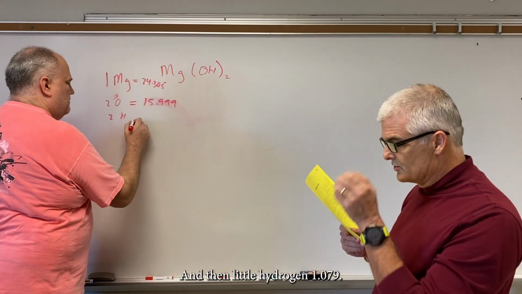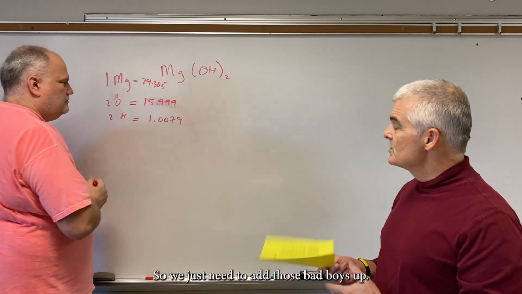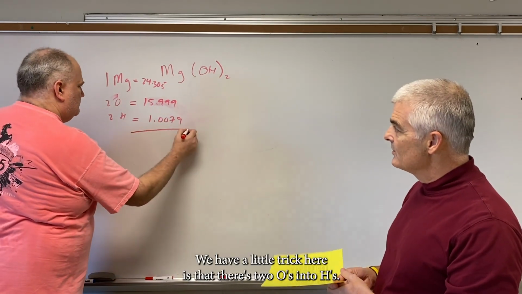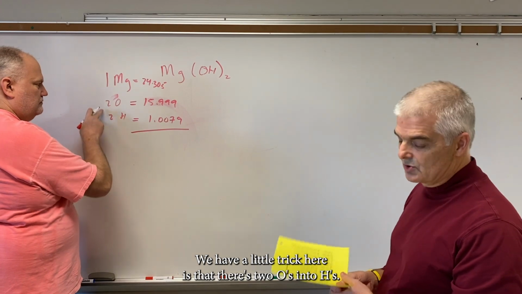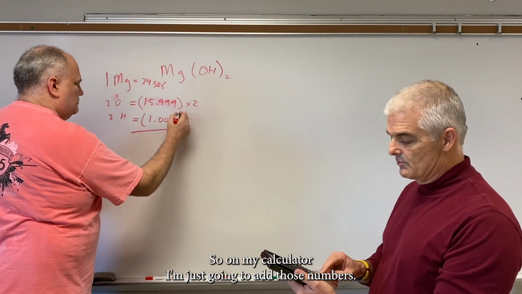And then hydrogen, 1.0079. So we just need to add those up. But we have a little trick here: there are 2 O's and 2 H's. So on my calculator, I'm just going to add those numbers. Watch how I do this.